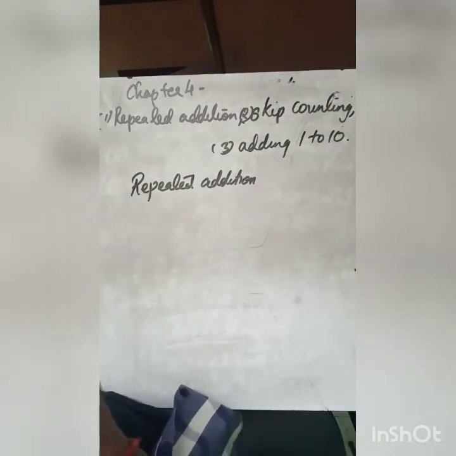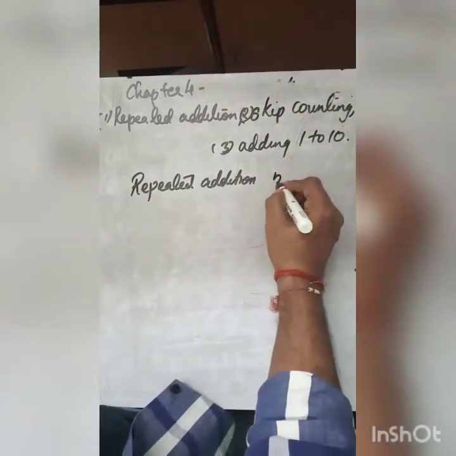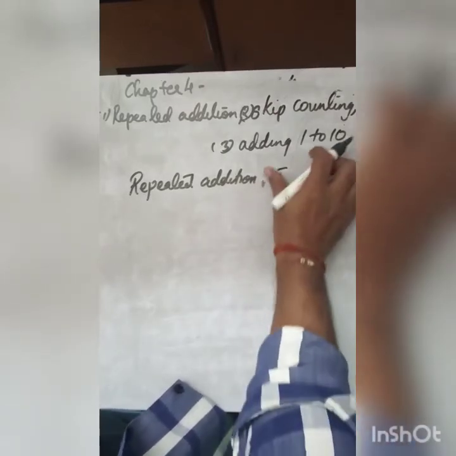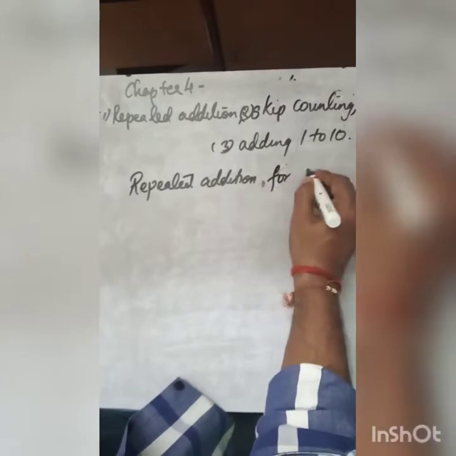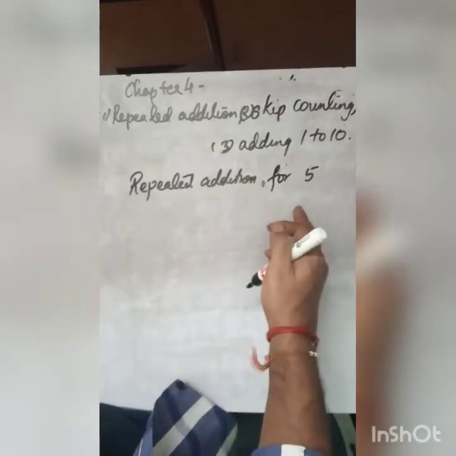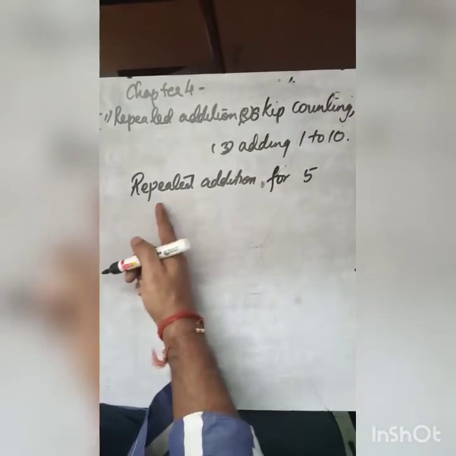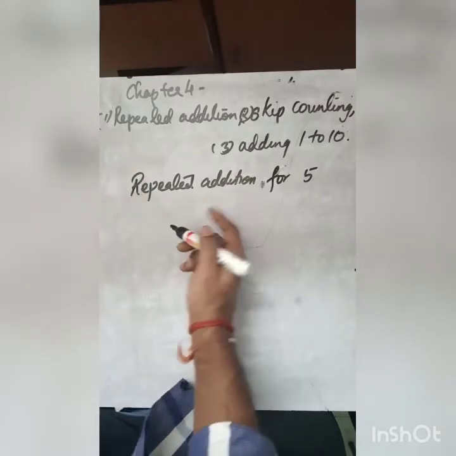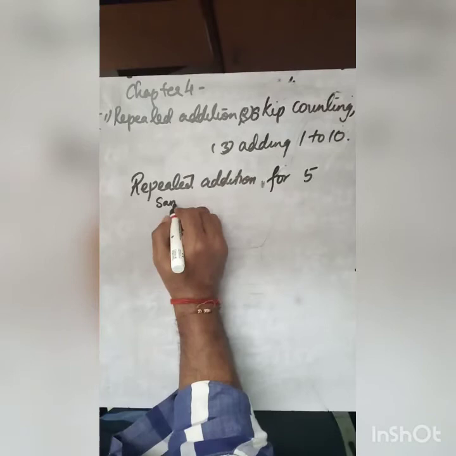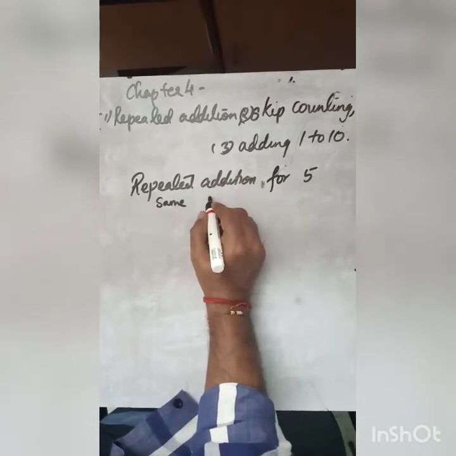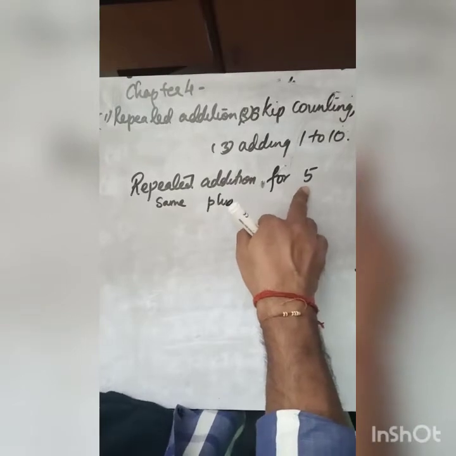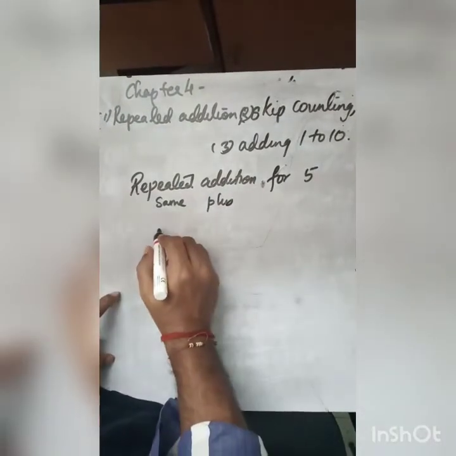So isme na, suppose main ek number leta hun, ki number hai 5. I need to do repeated addition for 5. So isme kya hota hai? Dekho, repeated matlab same number aega. Addition matlab plus karna hai. That is, same number I need to plus. Kaunse ke liye? 5 ke liye. If I'm talking about 5, to mujhe same number kya aega?